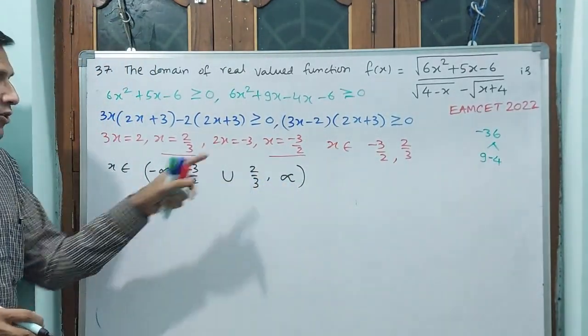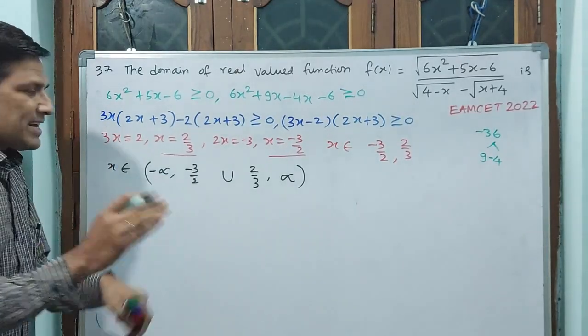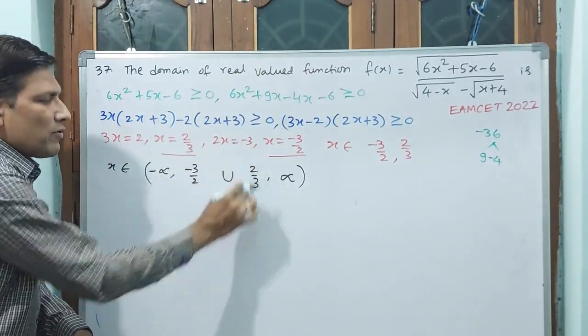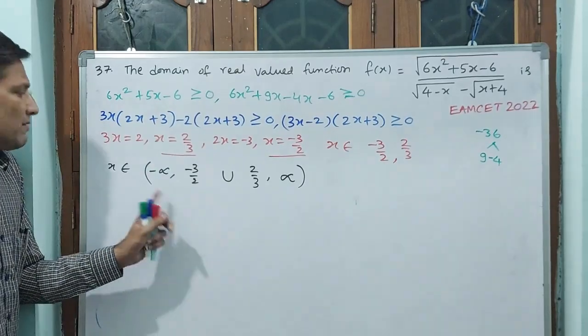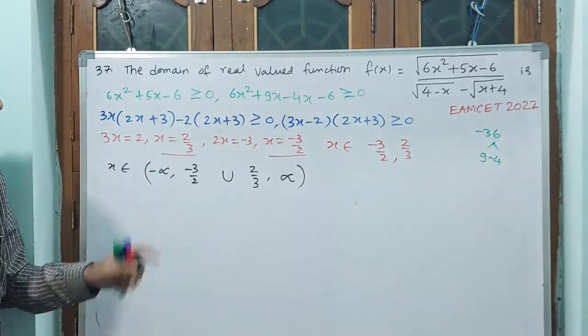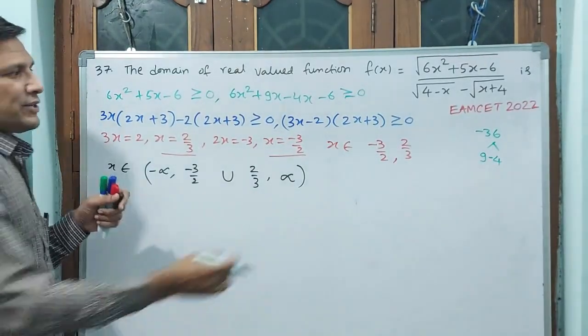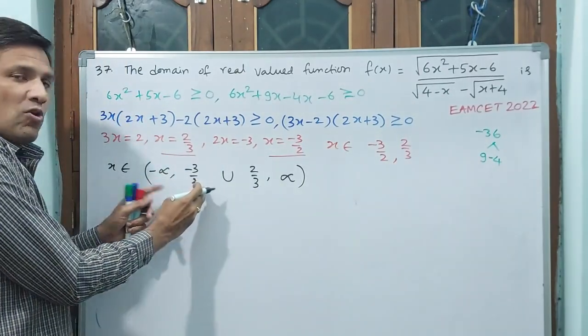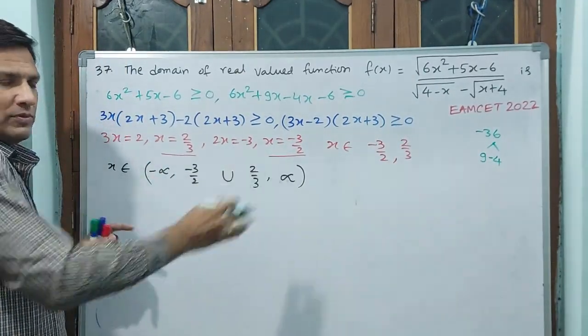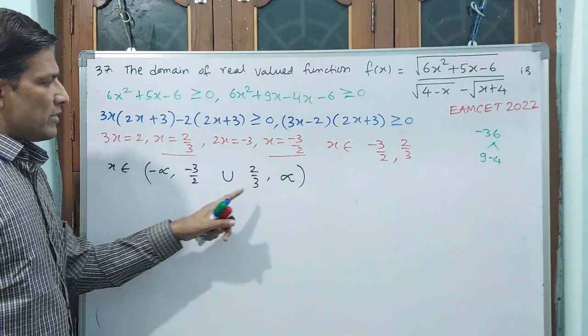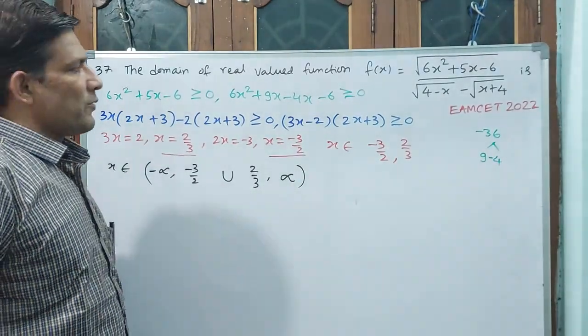Okay? For 2 by 3 and minus 3 by 2, we will wait and see whether we can keep a closed interval or an open interval. Now we came to know that in between we cannot give. That is why you have to give outside of these two. That means minus infinity to minus 3 by 2, and 2 by 3 to plus infinity, I can give.